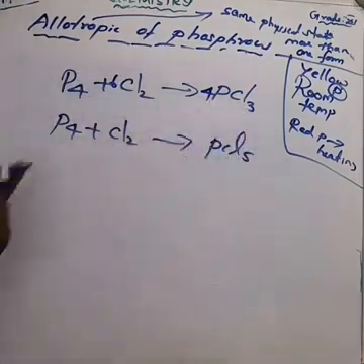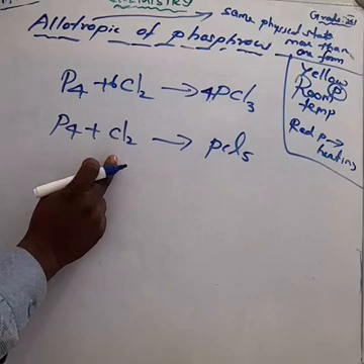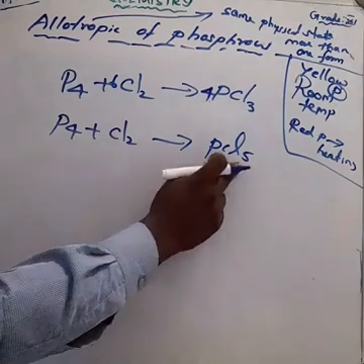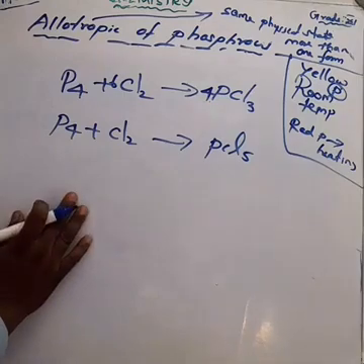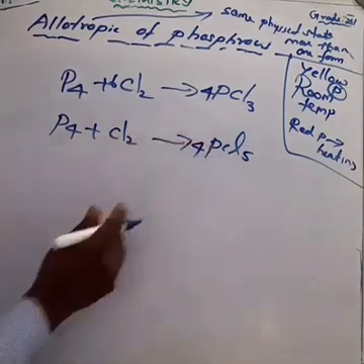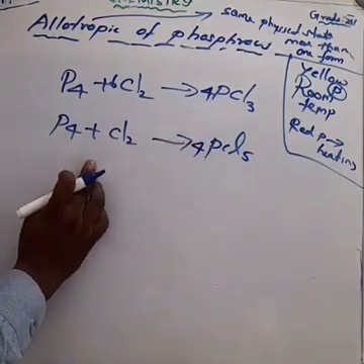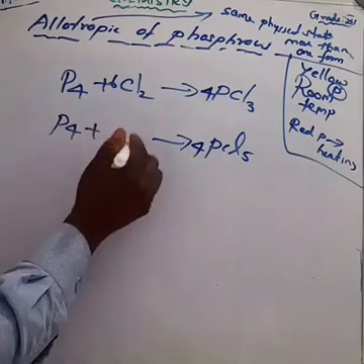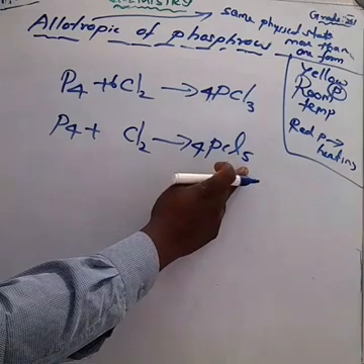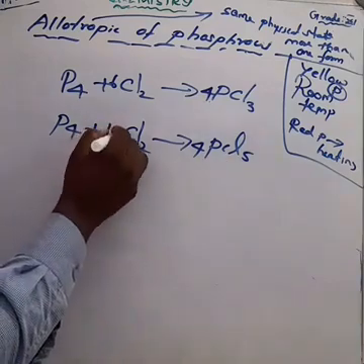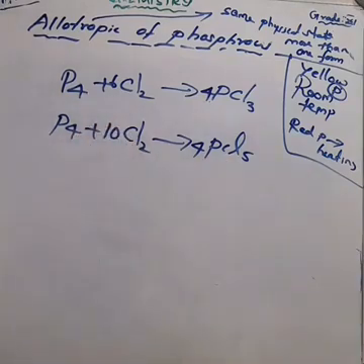P4 plus Cl2 gives PCl5, that is phosphorus pentachloride, PCl5. How much phosphorus is there? 4 phosphorus. It is a polyvalent element, am I right? So make it 4 here. 4 into 5 is equal to 20, am I right? 20 chlorine is there, so make it 10 chlorine molecules, now it becomes 20.